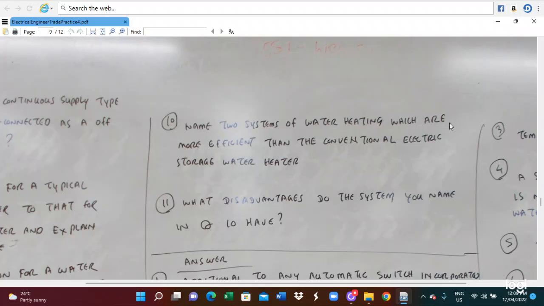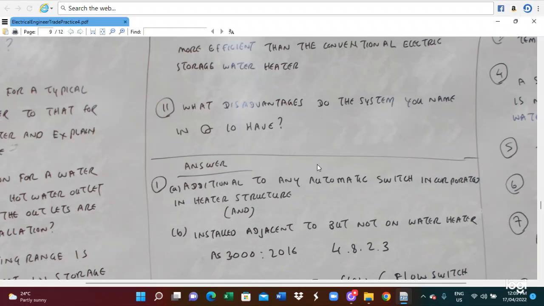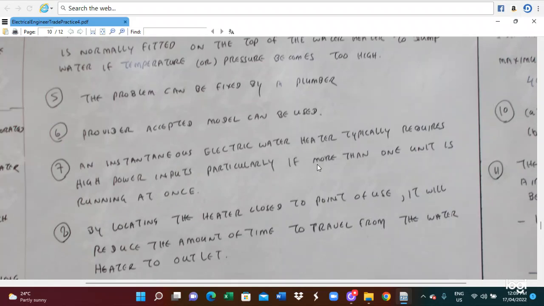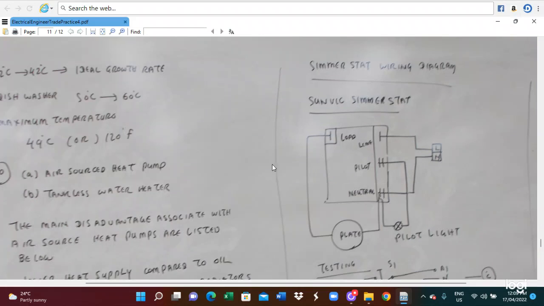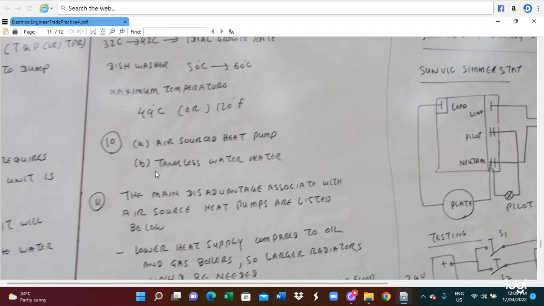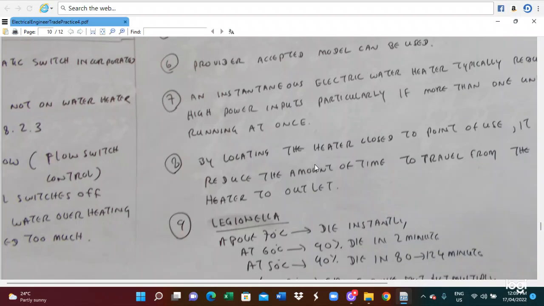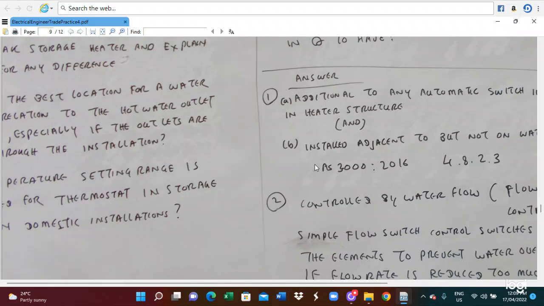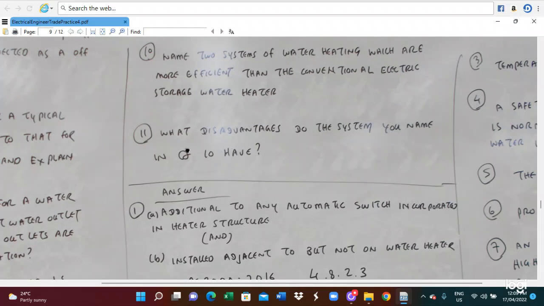And name the two types of water heating system which are more efficient than the conventional electric storage water heater. So that can be the air source heat pump or the solar water heater system. And this is a question: what advantage does the system have? In question 10.